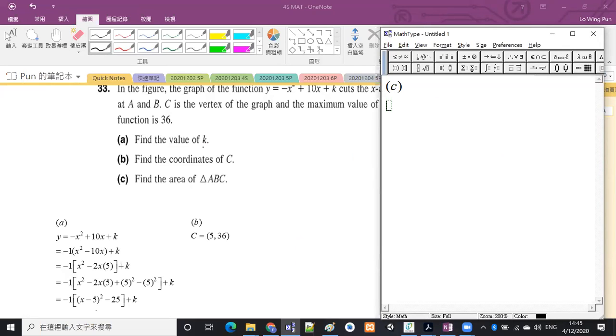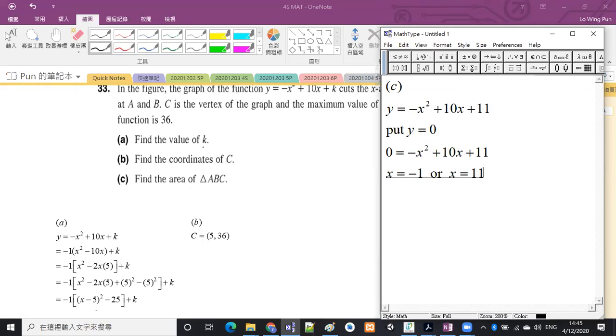So in part C, because we have found the value of k, I just write down the complete information of the function first. And then in order to find the x-intercept, we need to put y equals 0 into this function. So 0 is equal to negative x squared plus 10x plus 11. It is a simple quadratic equation, and you may use your program to help you find the answer. So x is equal to -1 or x is equal to 11.